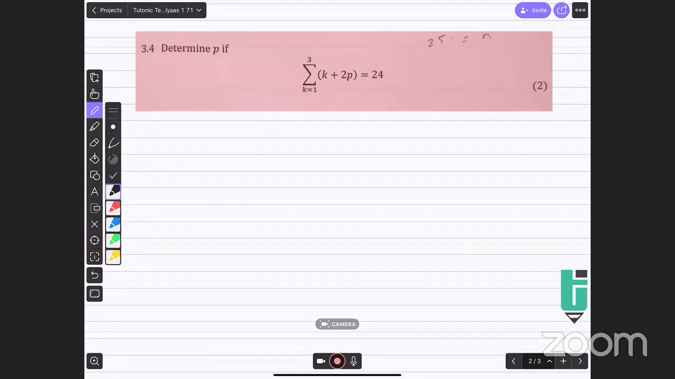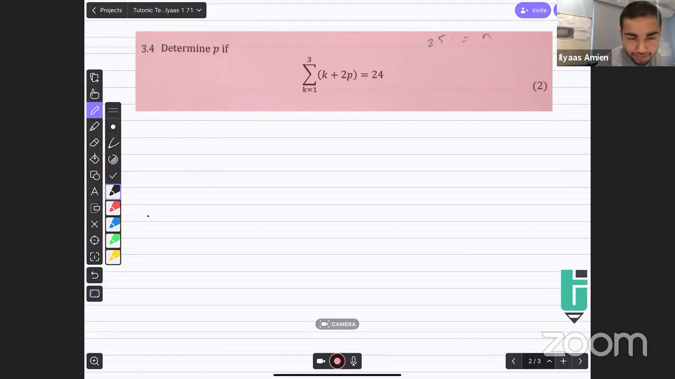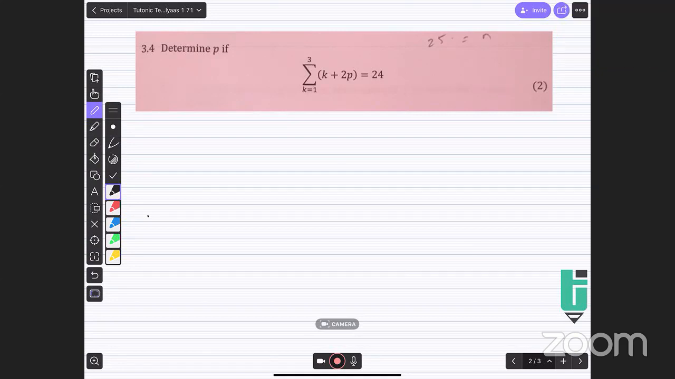But okay, so yeah, and we know that the number of terms is 3. Three terms. Oh yeah, sorry. 3. Okay, so what I did is 1 plus 2. So I've substituted to find the first term. 1 plus 2p, and then I said 1 plus 2p is equal to 24. I'm not sure if that is right.